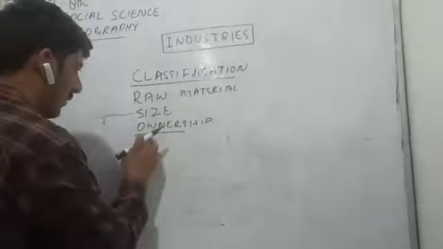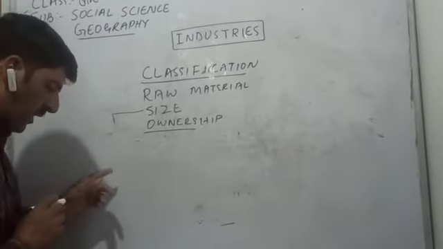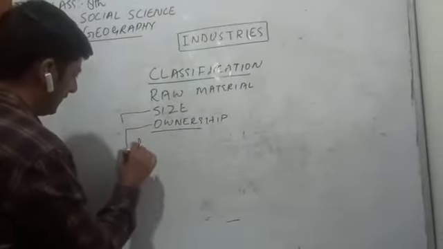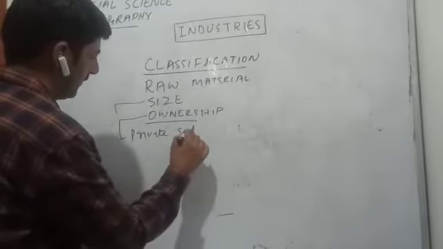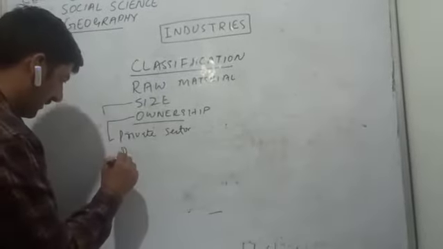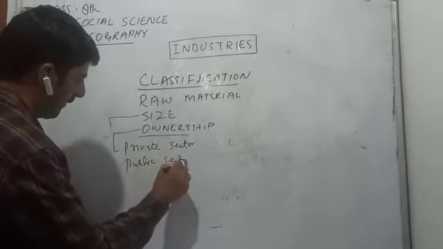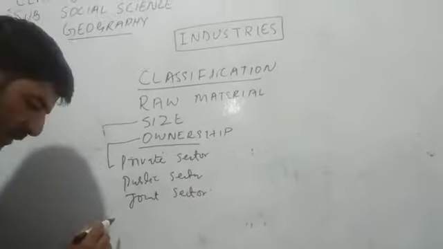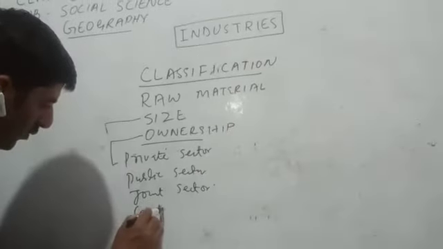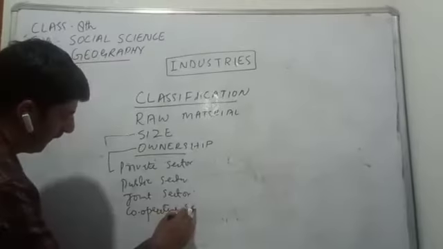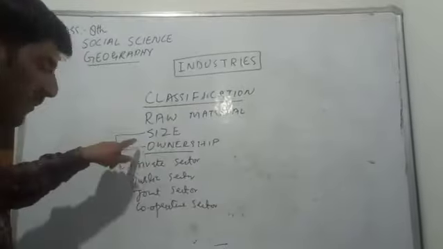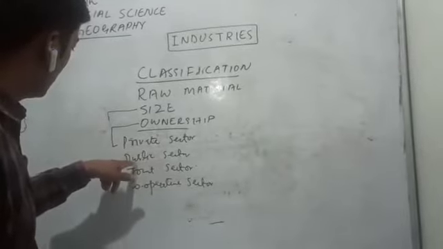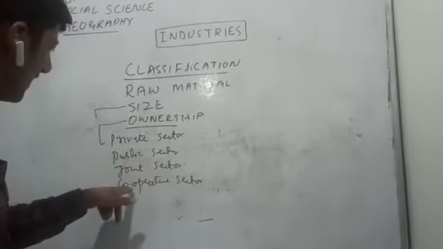Now on the basis of ownership, we have 4 types of industries. Number 1 is private sector industries. Number 2 is public sector. Number 3 is joint sector. And number 4 is cooperative sector. So on the basis of ownership, we have private, public sector, joint sector, and cooperative industries.